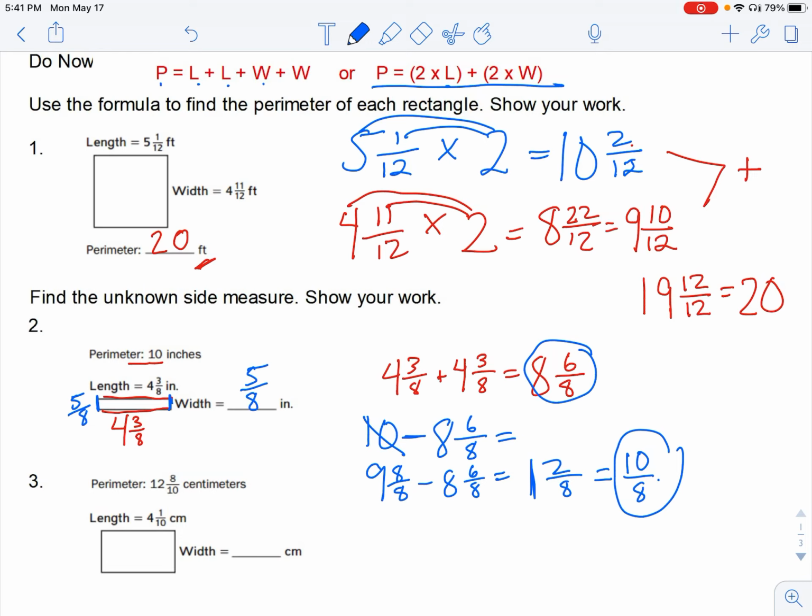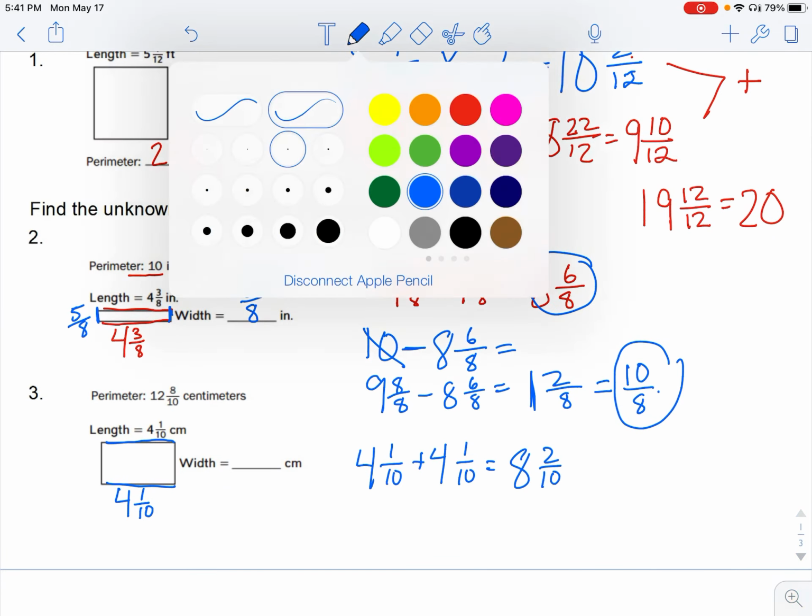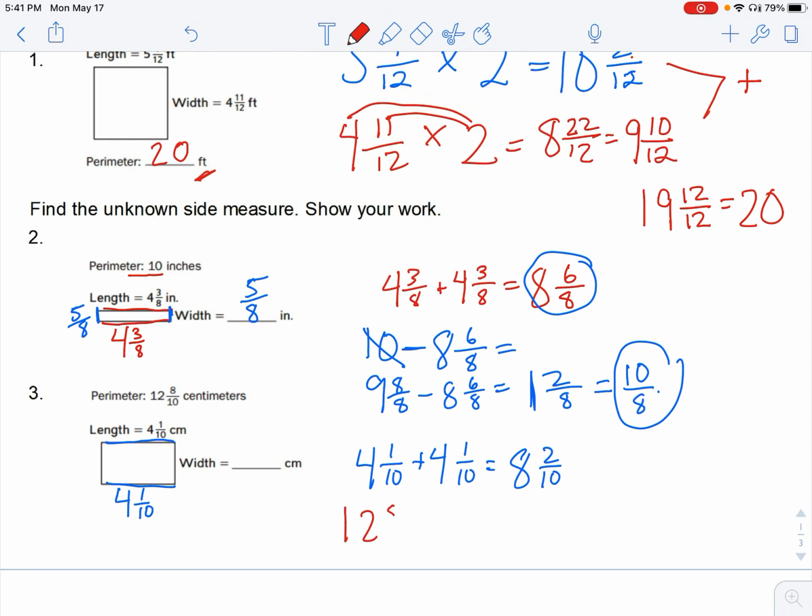Let's practice with one more. I love these missing side length problems because they're a little bit trickier. So we're given the perimeter and we're given one side length. So if I know this is 4 and 1/10, I also know this is 4 and 1/10. Well, let's see what we would get if we just added those two sides. So I got 8 and 2/10. Okay, but my total perimeter was 12 and 8/10. So let's take away those two sides that we just added.